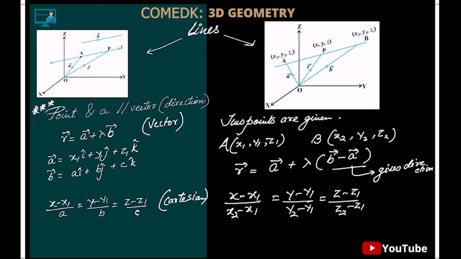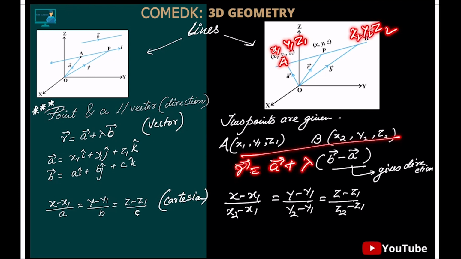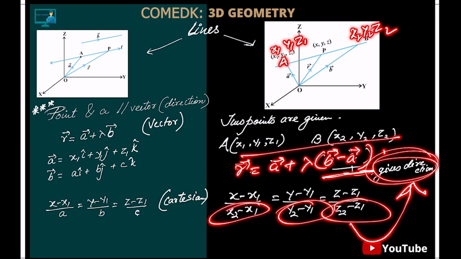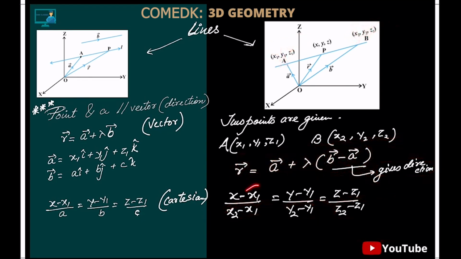Next, if they have given two points, let's say point A, x1, y1, z1, and point B, x2, y2, z2. In that case, r vector is nothing but the first point plus lambda times the difference of these two. It means we are finding the direction from here only. This again gives me the direction. So this x2 minus x1, y2 minus y1, z2 minus z1 is for what? The b minus a vector. Clear? And the above one is the point A vector. Clear? So you should know this. Pause the video and write it down.